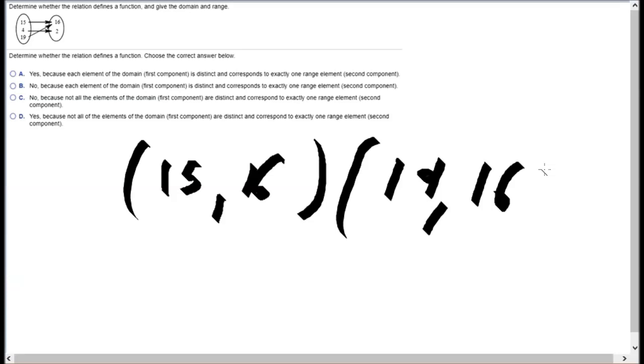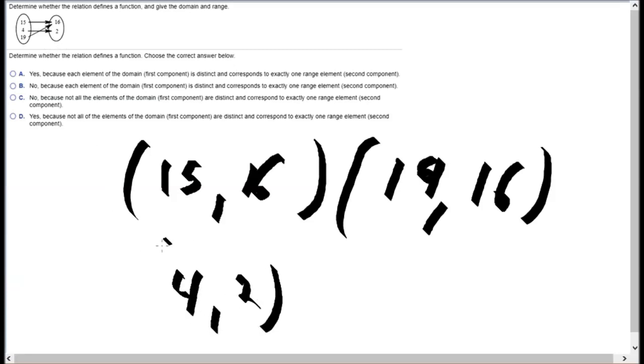Okay, sorry for that funky looking 9. Let's make that a little bit better, 9. And then the other one is 4 to 2. So that's what the ordered pairs would look like. And as you can see, 15, 19, and 4 don't repeat. So yes, this is a function because all elements of the domain... No, it's this one here because you are allowed to have repeated values for the y. So the answer in this one would be D.